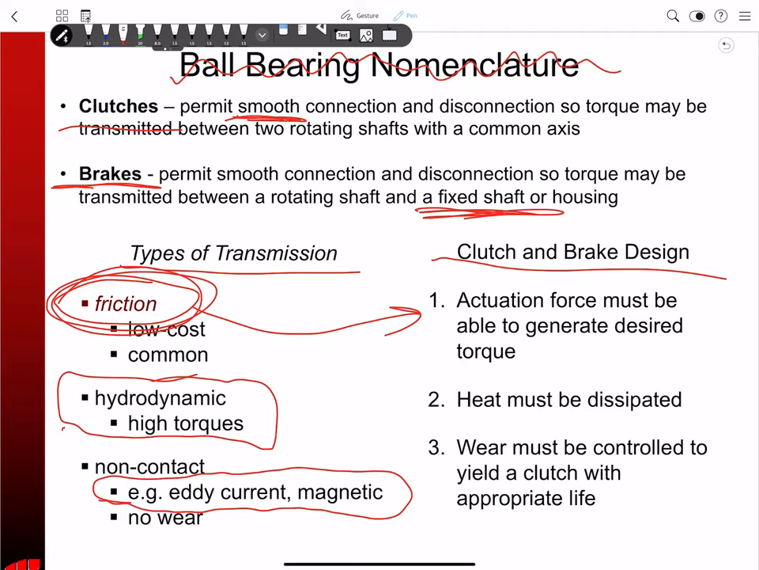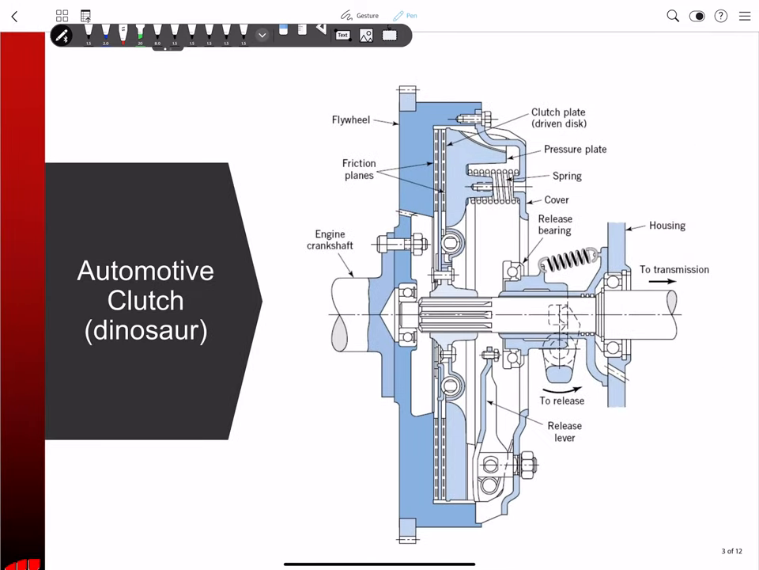Now, friction, right, this is a classic entropy generator, and entropy generation typically results in heat. We have to get rid of that. And whenever we have two surfaces rubbing on each other, wear results, and eventually they wear away and disappear, so we have to plan for that. So there are a lot of things we need to consider regarding that.